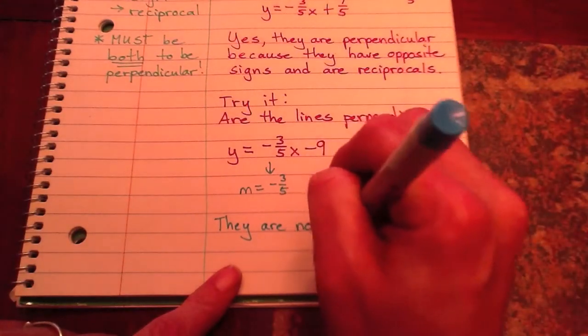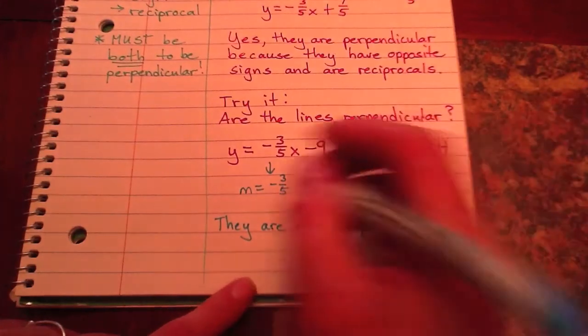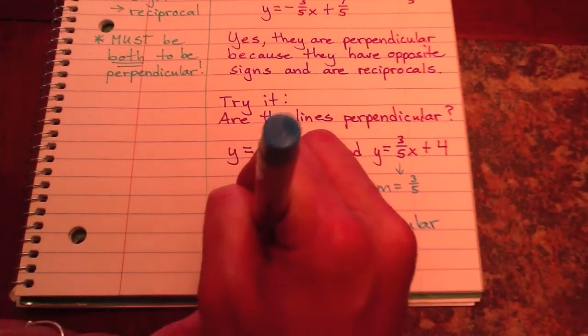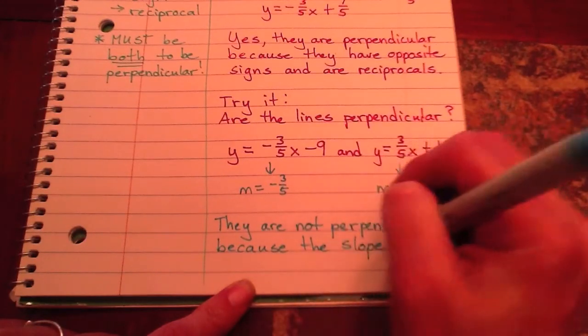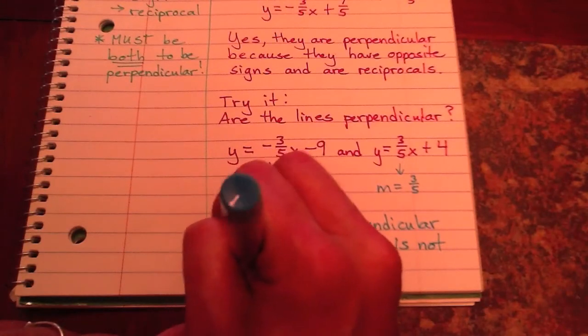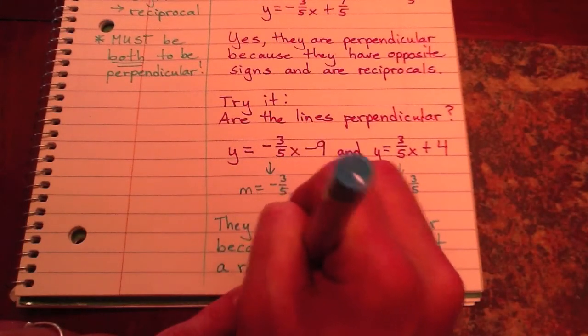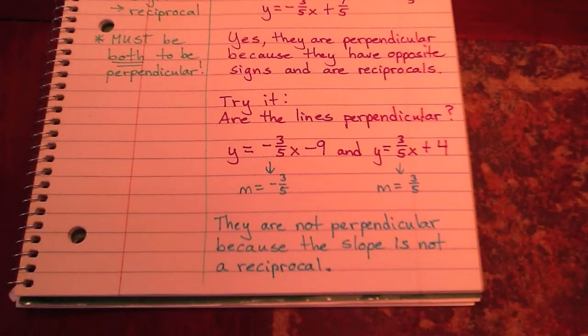They're not perpendicular because the slope is not a reciprocal. Okay, so it was the opposite sign, but it's not a reciprocal, so they're not perpendicular.